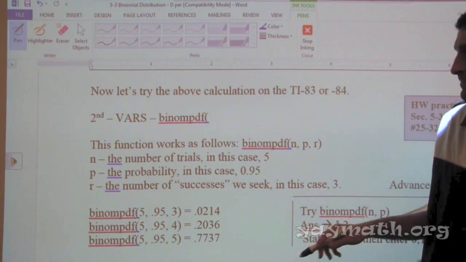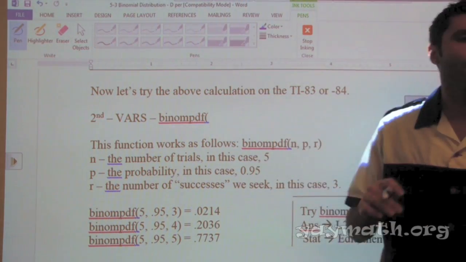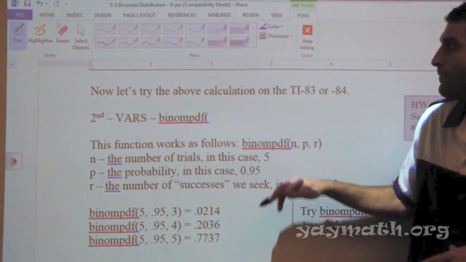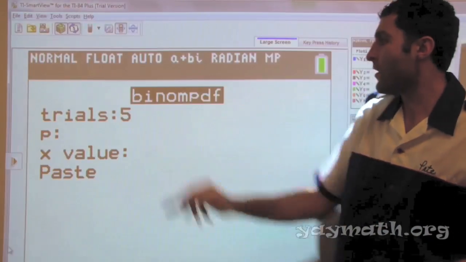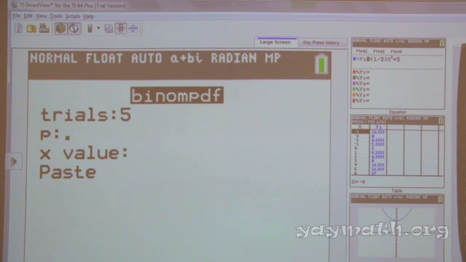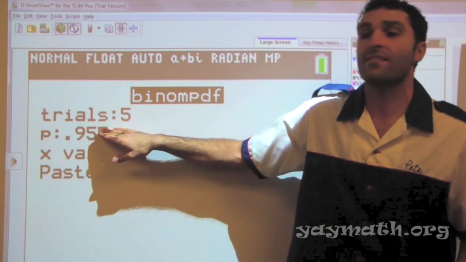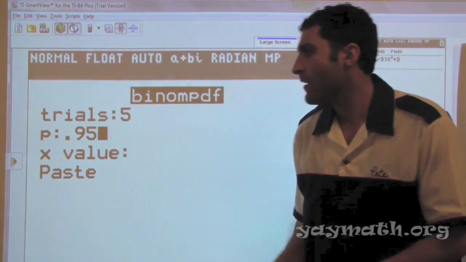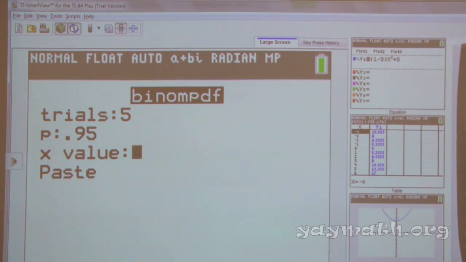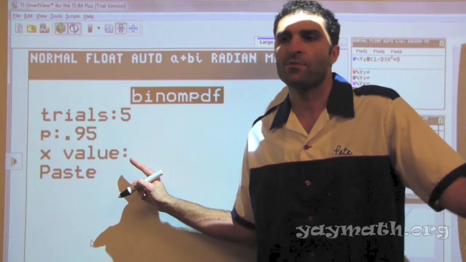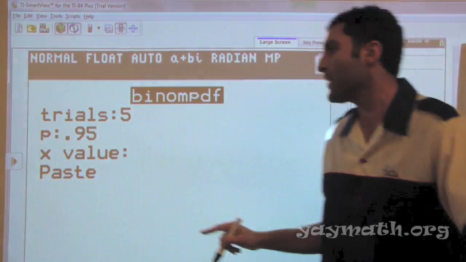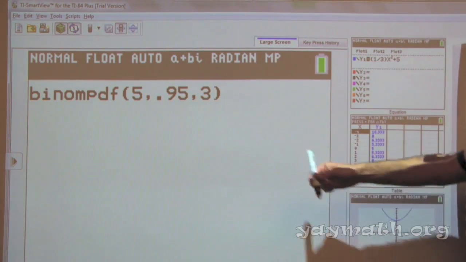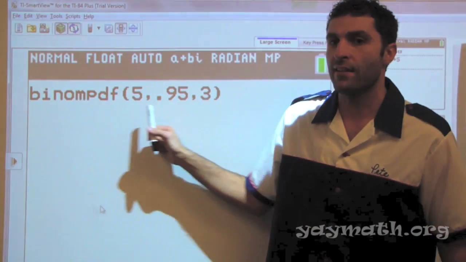What do trials mean? Trials is the number of people you're taking to recognize the brand. In this case, it's 5. The probability of success for each person is 0.95. Again, this is fixed. This does not change. That's part of the characteristics of a binomial. And the x value is the number of successes. How many successes do we want in this particular case? 3. Let's put 3 in. Enter. And in fact, it gives it to us the same way you have it in your calculator.